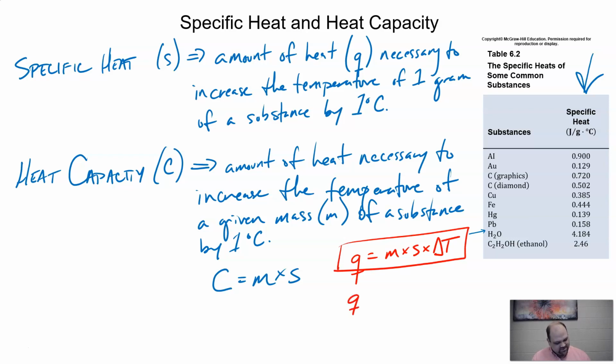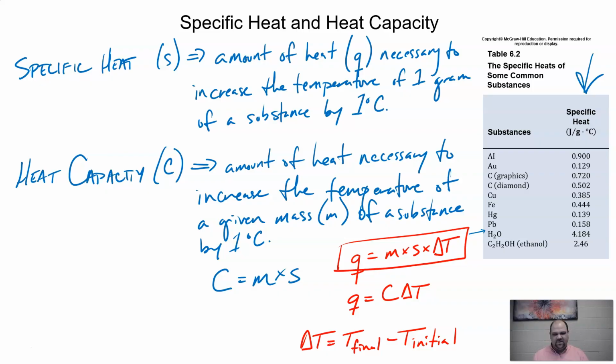We can also see this as Q equals, well, if M times S is equal to C, we can think about this as C delta T. Okay? As always, when we talk about temperature, delta T is equal to T final minus T initial. Right? How did those temperatures change?